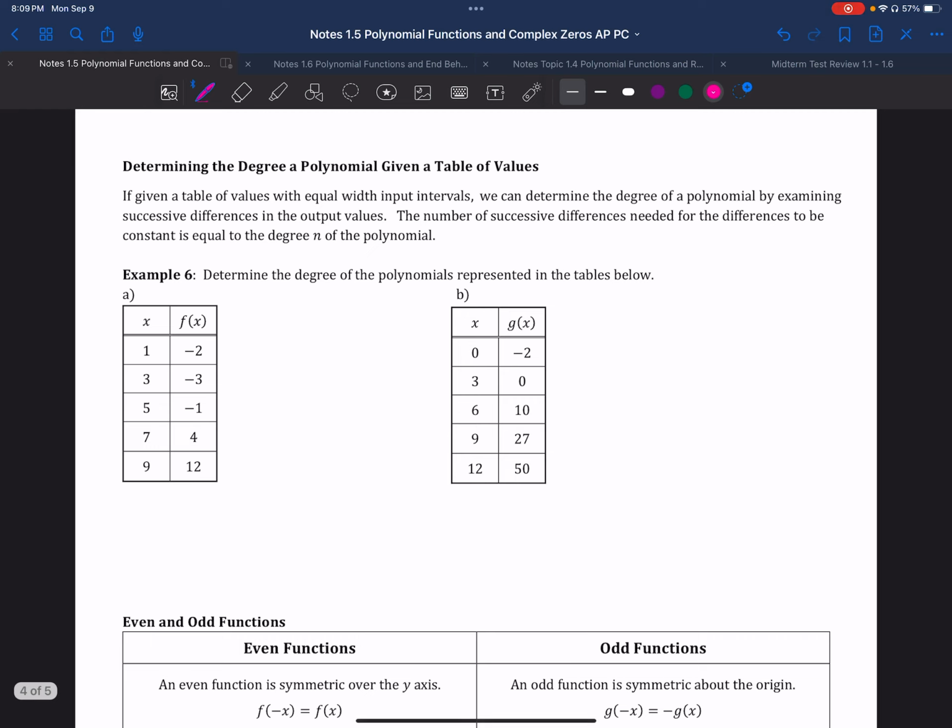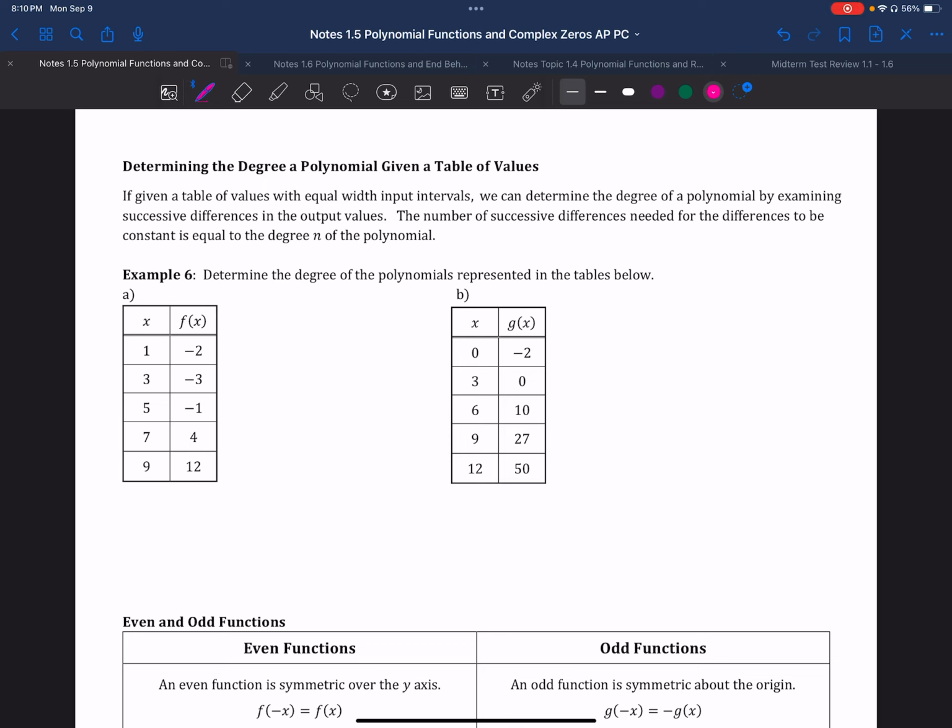Okay, so now we can determine the degree of a polynomial given a table of values. If they give you a table of values with equal width input intervals, we can determine the degree of a polynomial by examining successive differences in the output values. The number of successive differences needed for the differences to be constant is equal to the degree of the polynomial.